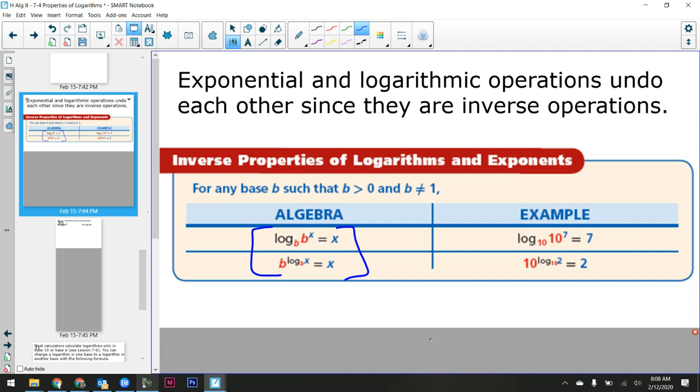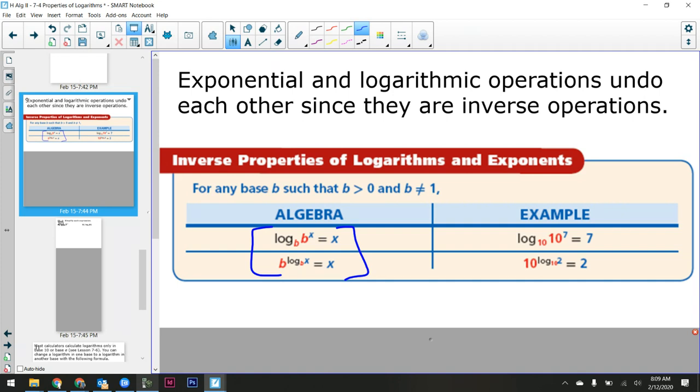It's interesting to see here, if I turn this equation, this is an exponential equation, right? I've got b to the something equals x. If I turn this exponential equation into logarithmic, I would say log base b of x is equal to log base b of x. Is that interesting?